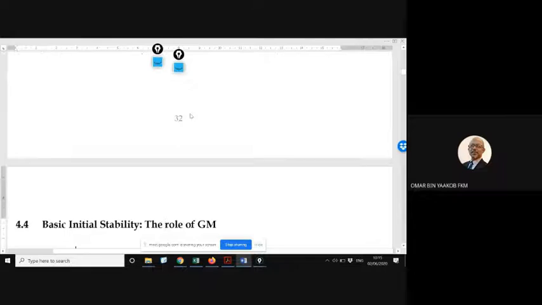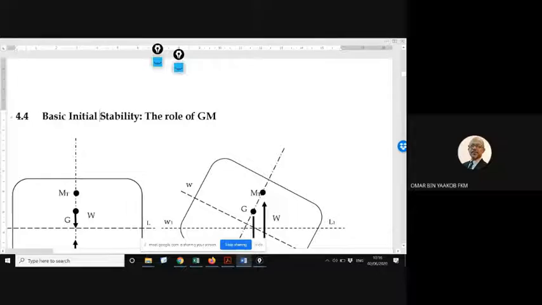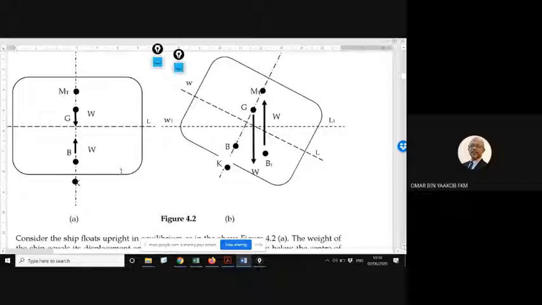So here we deal with basic initial transverse stability. You can add the word transverse here. The important part that we want to show here is the role of GM. Why is GM so important? Sometimes you see a ship, people say this ship is not stable, the GM is small. Or you look at the ship's GM, you know that the ship is not stable. Why? This figure explains the point. This is the relationship that is very important.